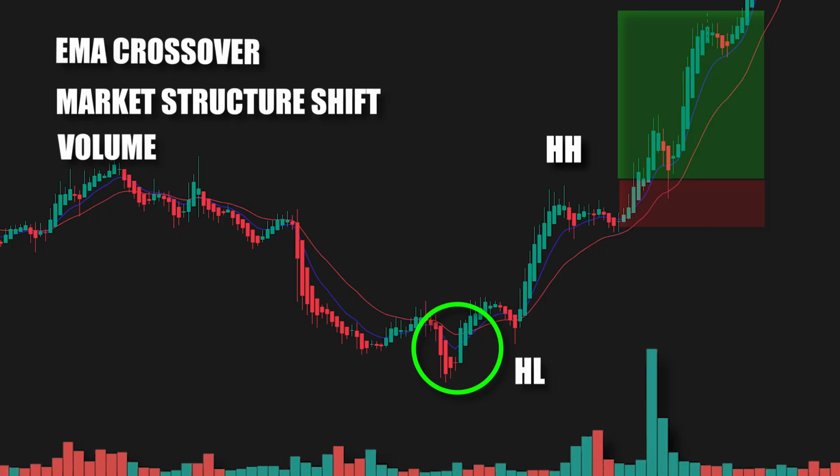Stop loss goes just below the higher low. If price dips below that, the reversal is likely invalid. Take profit is set at the next major resistance, like a previous high or supply zone. This setup is clean, logical, and precise. In backtests, trades like this consistently showed high accuracy, especially when volume supports the move. And that right there is how you get a perfect trade.